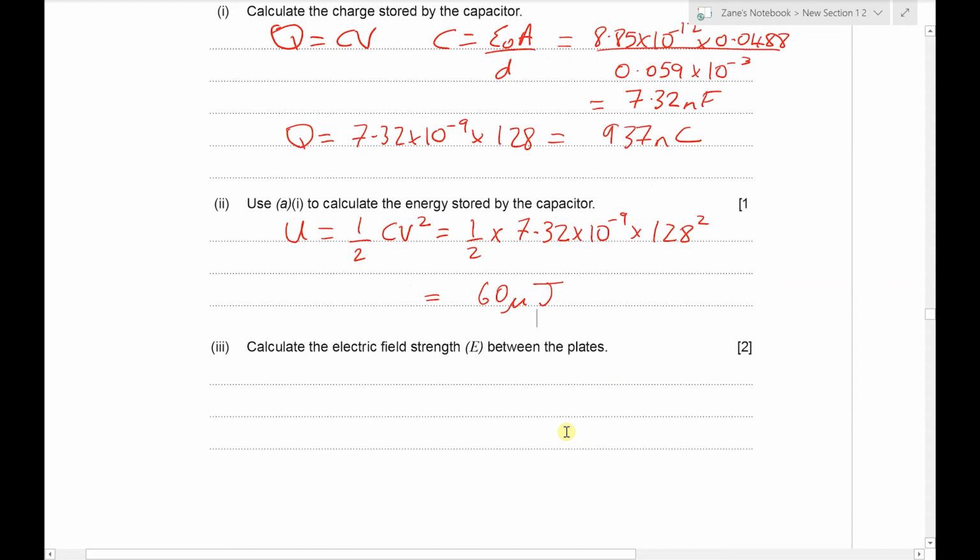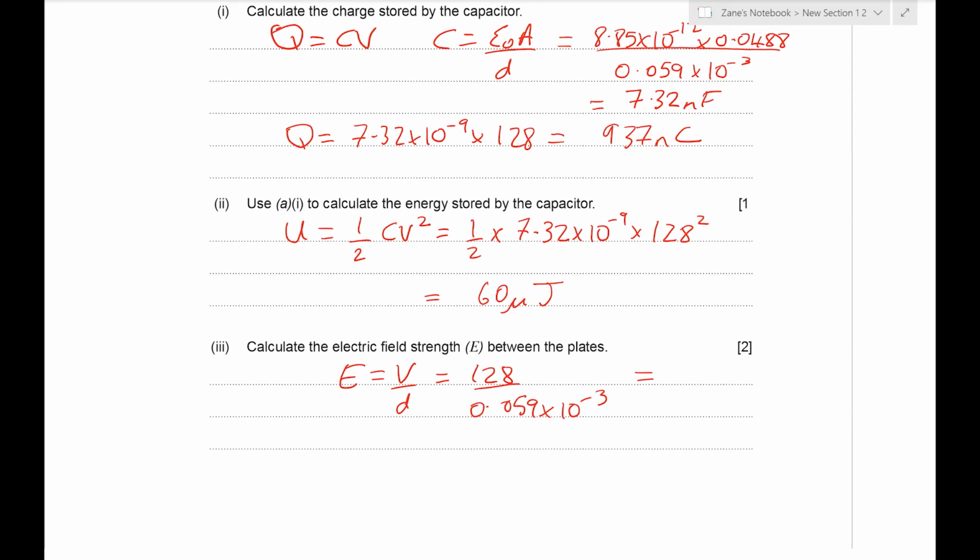To calculate the field strength between the plates, we simply use the relationship that E is V over D. So we've got 128, and that separation was again in millimeters, 0.059 times 10 to the minus 3. Which gives us about 2.2 megavolts per meter. Now the alternate unit here would be, of course, newtons per coulomb, but because we've used volts and meters, it's more common to use volts per meter here.